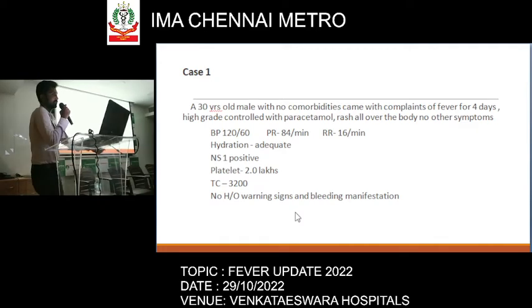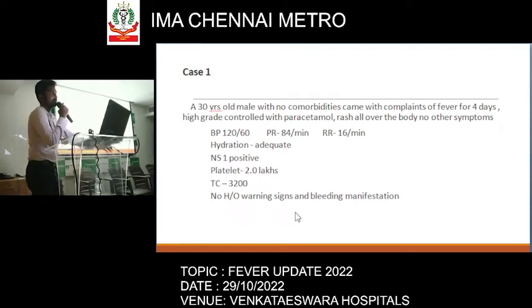A 30-year-old gentleman with no known comorbidities presented with fever for 4 days, which is high grade and easily controlled with paracetamol, and he has a generalized rash all over the body. Other than this, the patient has no other localizing signs. On examination, the vitals are BP 120/60, pulse rate 84, and respiratory rate 16, which is quite stable, and the hydration is adequate.